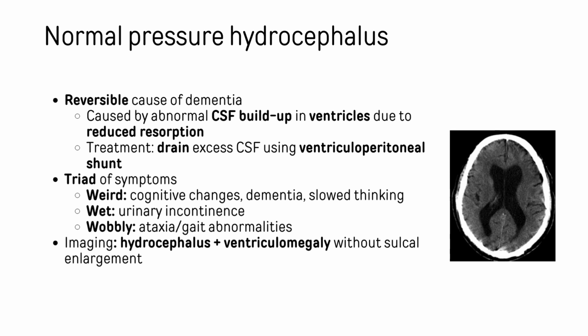Normal pressure hydrocephalus. So this is a reversible cause of dementia. It's caused by an abnormal buildup of CSF in the ventricles due to reduced reabsorption. The treatment is usually to drain the CSF using the ventriculoperitoneal shunt.